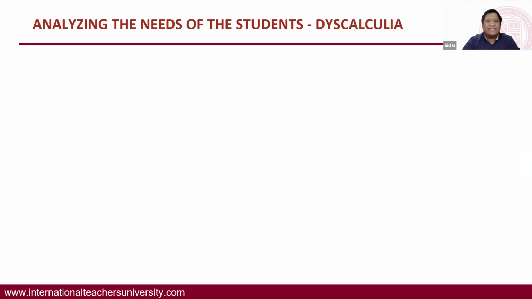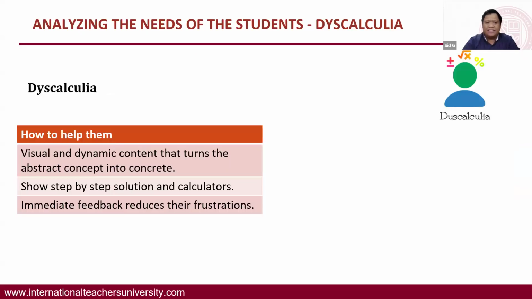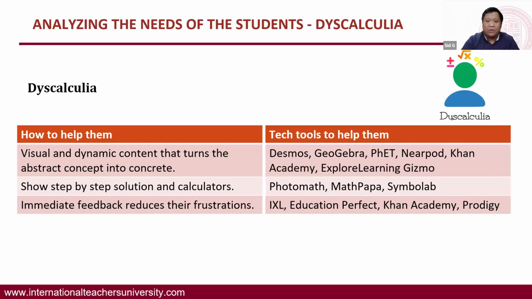And the next one is dyscalculia. Okay, this is a little bit tricky, but they like visual and dynamic content, show step-by-step solutions and calculators, immediate feedback to reduce frustrations as well, because they easily get frustrated because numbers really are not their thing. Like something in their brain messes up with their understanding of abstract numbers. That's why at least we need to give them concrete or visuals so they can understand what we are explaining to them.